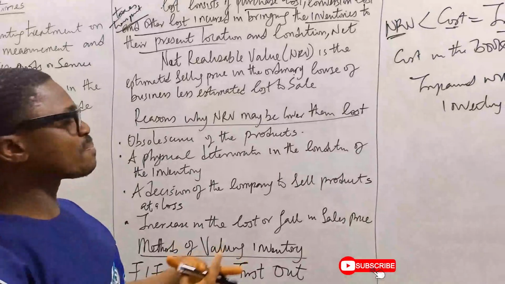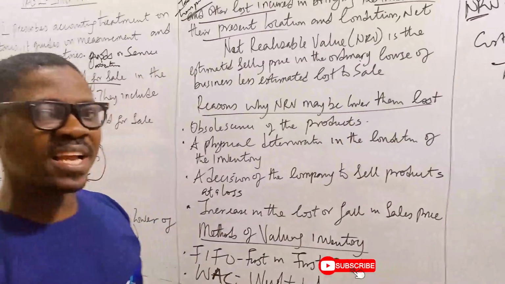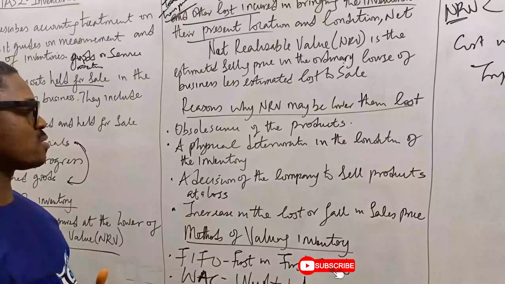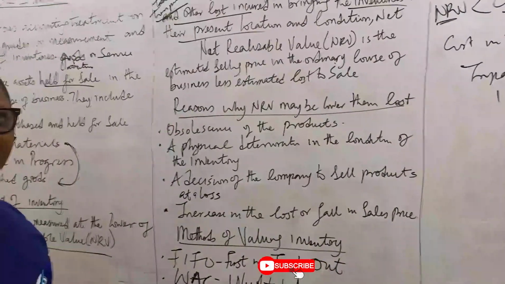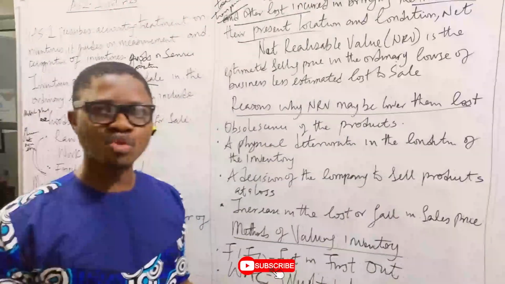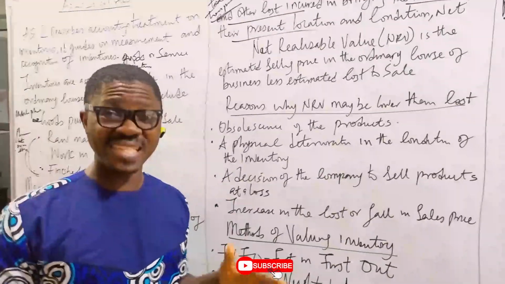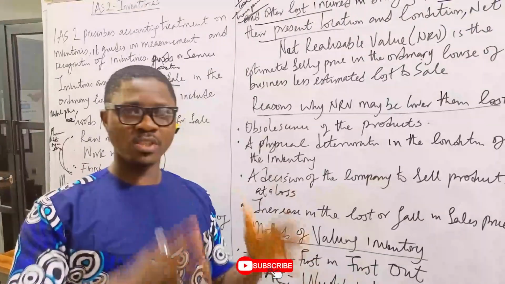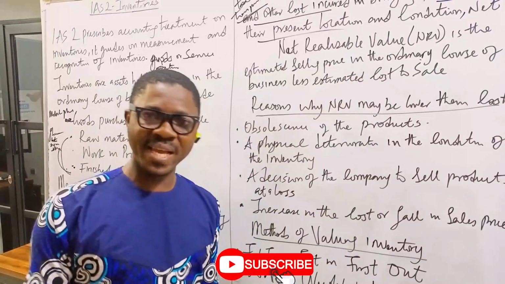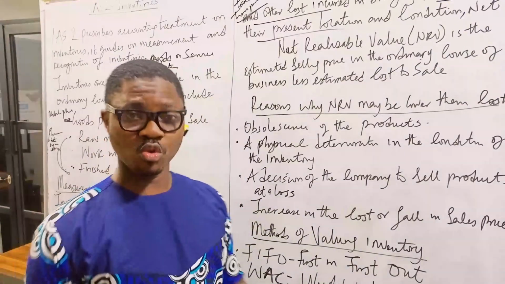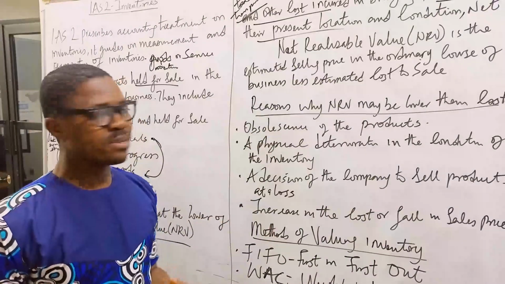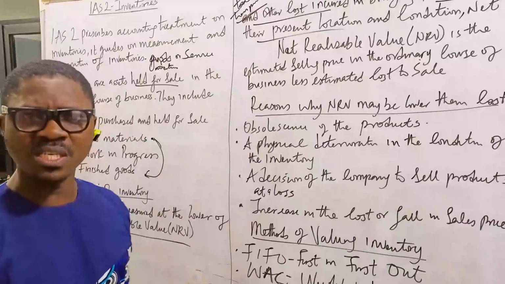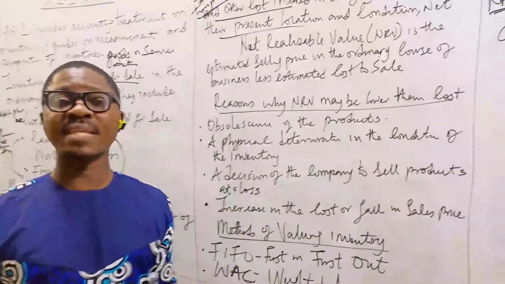Now we go further to explain why net realizable value may be lower than cost. Let me do a little recap here. Naturally, cost should be less than net realizable value. But there are situations that can make net realizable value to be less than cost. And we'll go into that now. Obsolescence of the product. What does the obsolescence of the product mean? This simply means that the product has become obsolete.